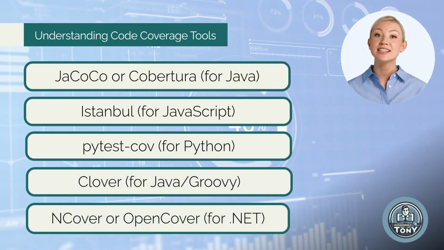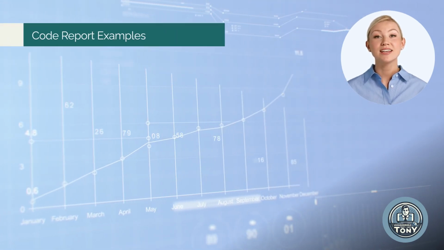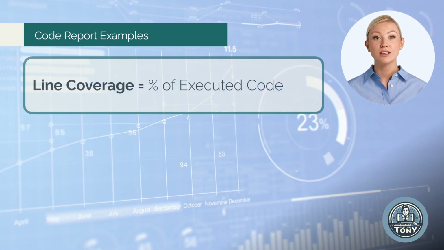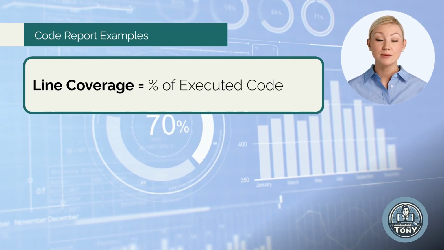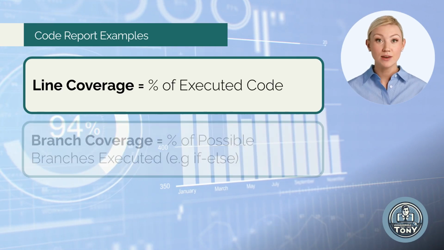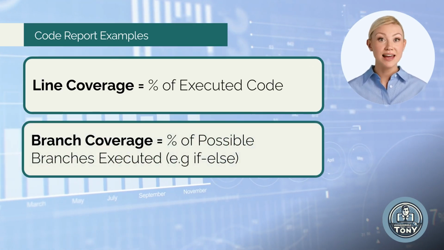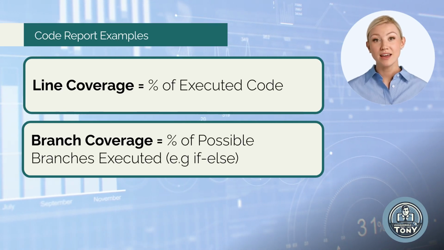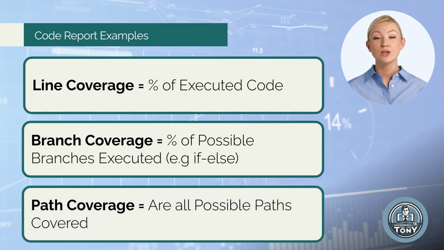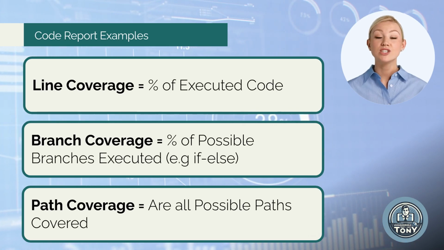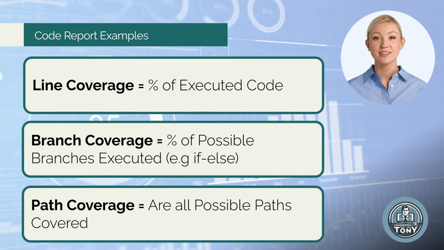These tools can generate several reports showing different criteria. Typical reporting criteria could include line coverage, what percentage of lines of code were executed. You can then decide if you need to plug the gaps. Next is branch coverage. What percentage of possible branches, such as if-else conditions, were executed? This will highlight if some branches are overlooked. And finally, path coverage, whether all possible paths through the code were covered. Sometimes it's just not possible to cover all the paths, but this will highlight any glaring omissions.